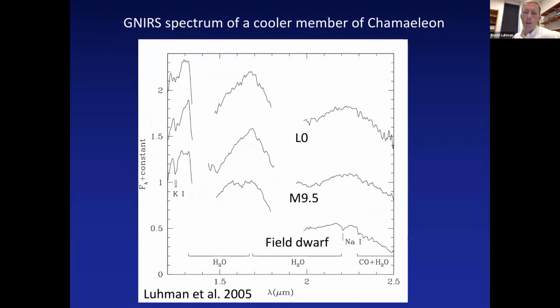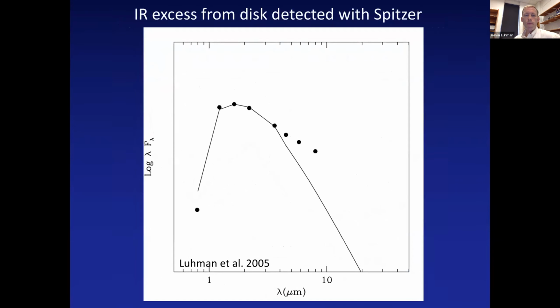And the next year, we used GNIRS once again to get a spectrum of an even fainter and cooler member of Chameleon, which is shown here in the top spectrum. So it's about L0. The middle spectrum is the one I just showed you. And then it turns out that both of those brown dwarfs in Chameleon, which again are only around 10 Jupiter masses, they both show excess emission at mid-infrared wavelengths, indicating the presence of a disk.